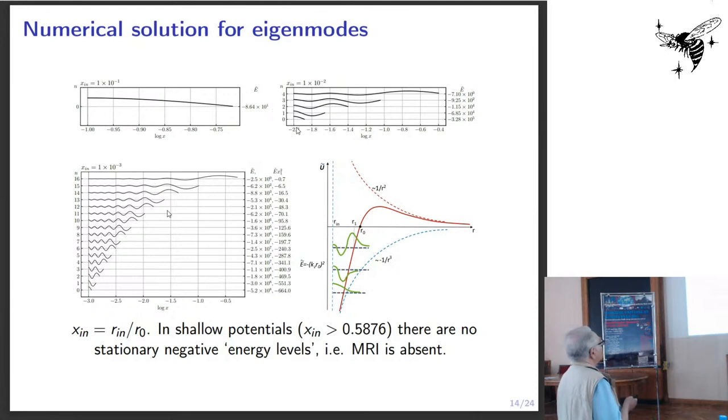When the potential is deeper, then we have more levels. In this case, when x in is equal to 100, we have 5 levels. And when we have more depth of the potential, for x in 1000, we have 17 levels.